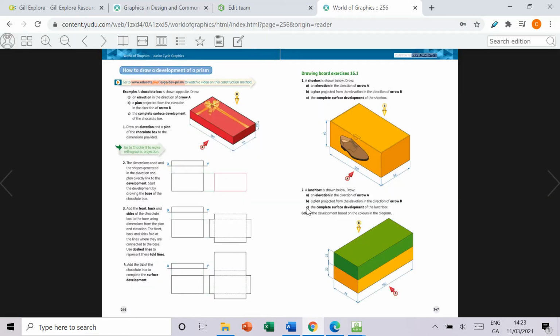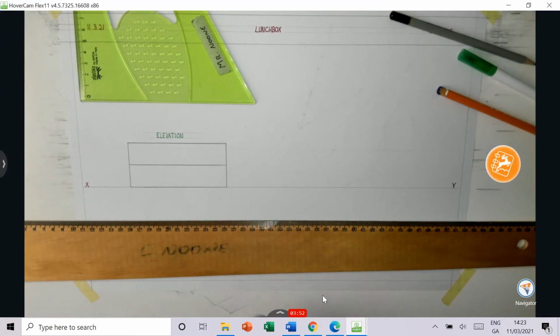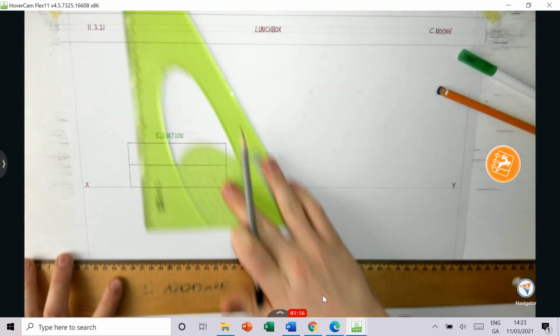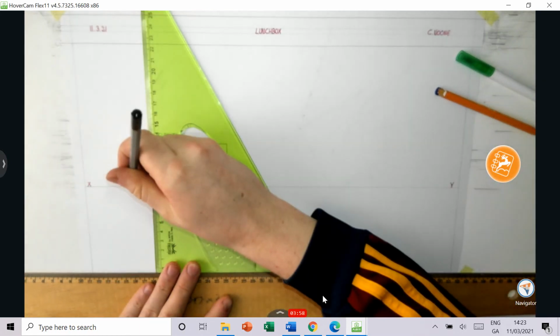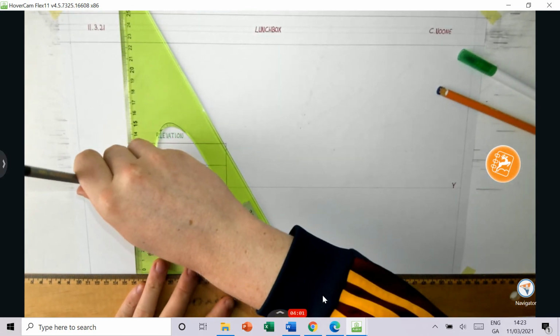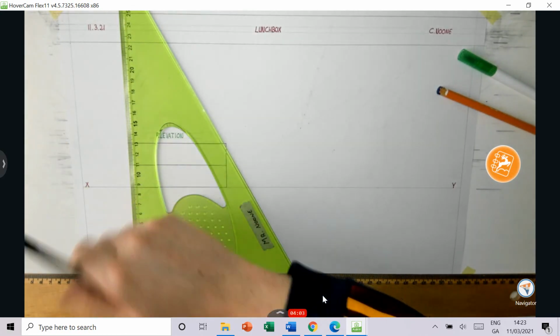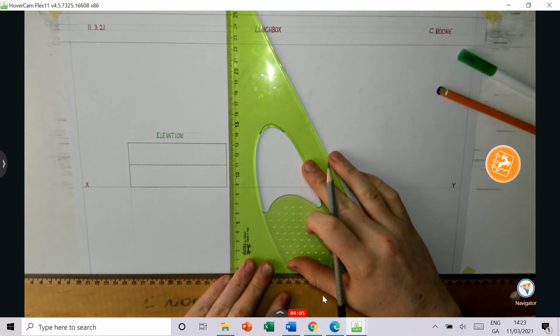Our next step is B, so a plan projected from the elevation in the direction of arrow B. So we see arrow B here, and that's looking down on the top of the shape. So I need to draw that now. So that plan is being projected off the elevation, which means that I keep the width, so the width stays the same. So I just project that down, and I project down this width as well.